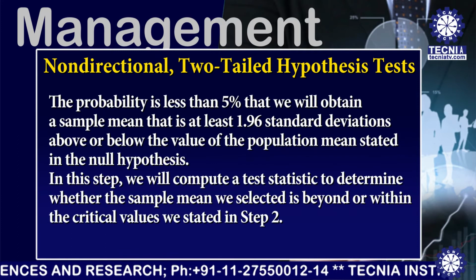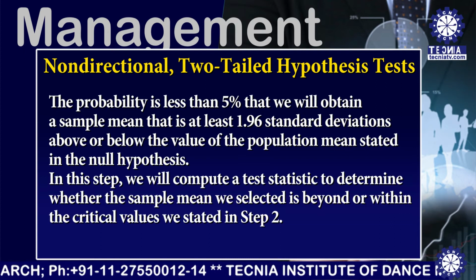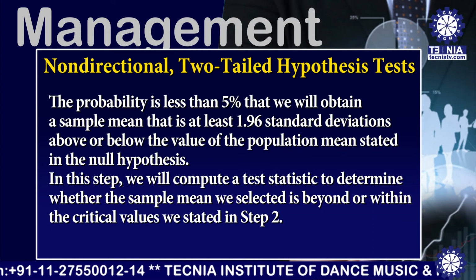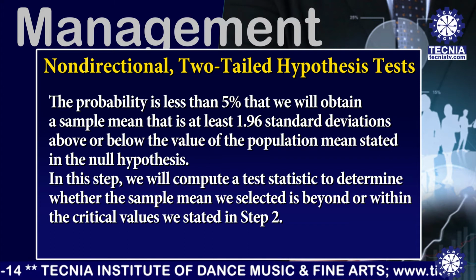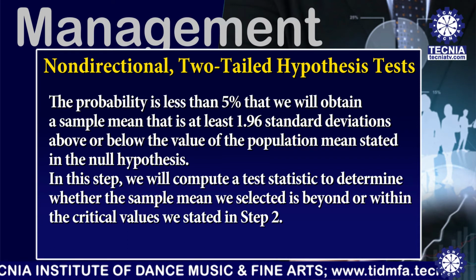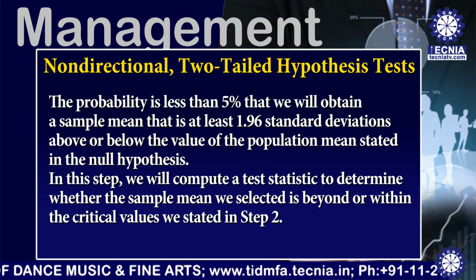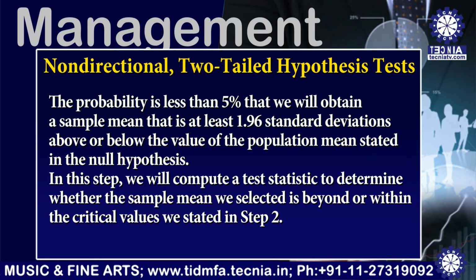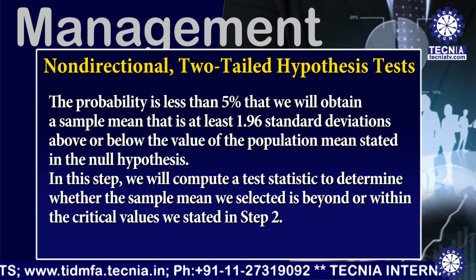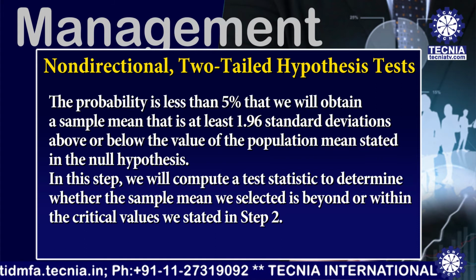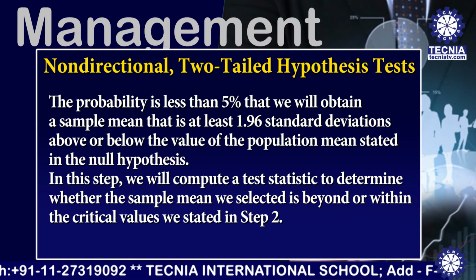Now I am explaining step 3. The probability is less than 5% that we will obtain a sample mean that is at least 1.96 standard deviations above or below the value of the population mean stated in the null hypothesis. In this step, we will compute a test statistic to determine whether the sample mean we selected is beyond or within the critical values we stated in step 2.